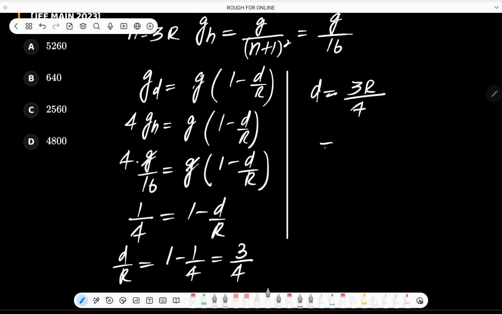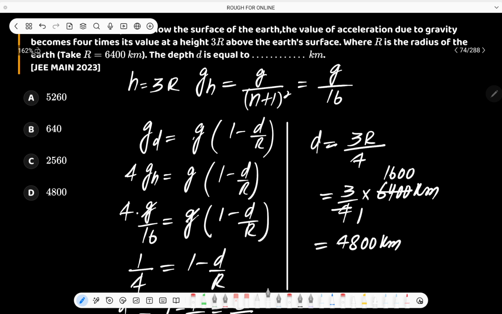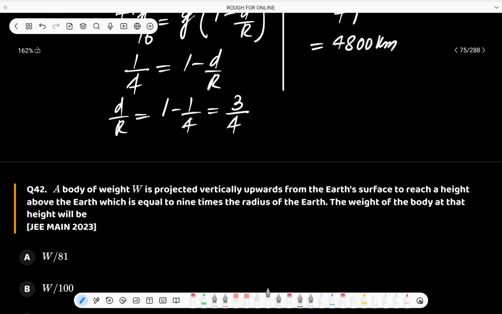Is it right, beta? Let's put the value of R here. What is the value of R? That is 6400 kilometers. You know that. So 4 into 16 is 64, 3 into 16 is 48. So the answer will be 4800 kilometers. Is there any option? Yes, there is. Option number D. Again, a beautiful question, but I hope that this is again crystal clear to you.